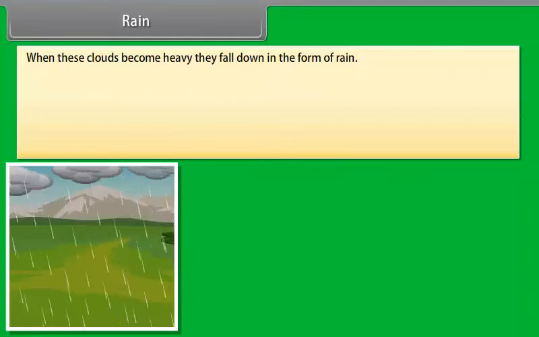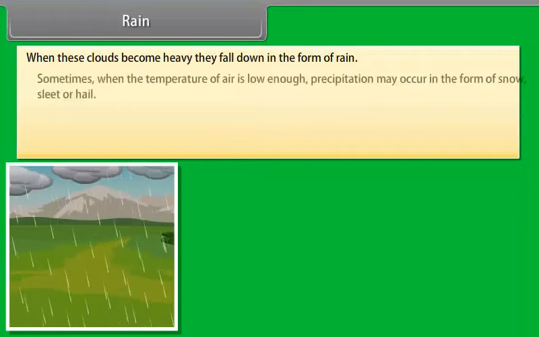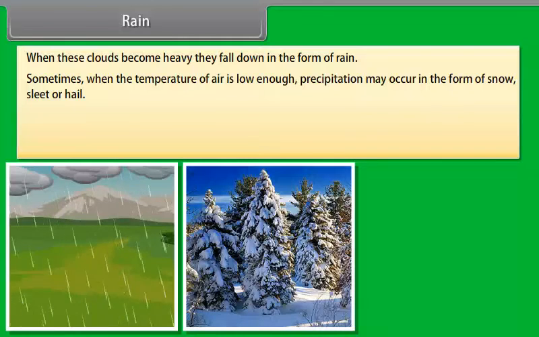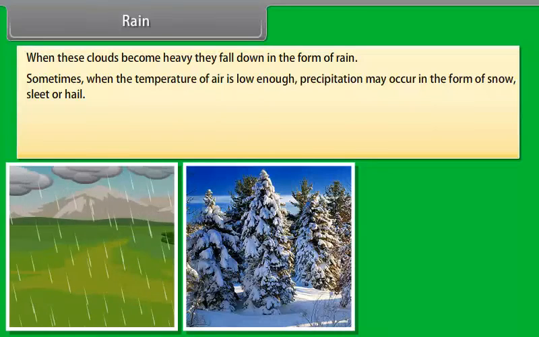When these clouds become heavy, they fall down in the form of rain. Sometimes when the temperature of air is low enough, precipitation may occur in the form of snow, sleet or hail.